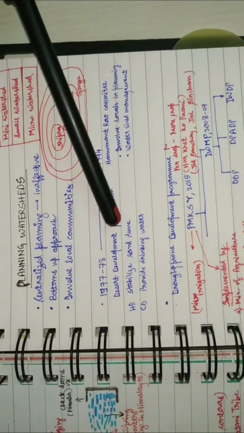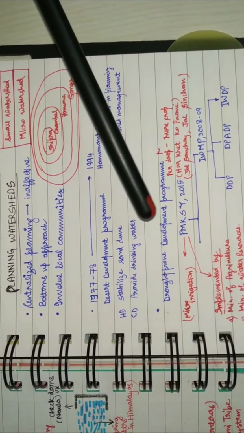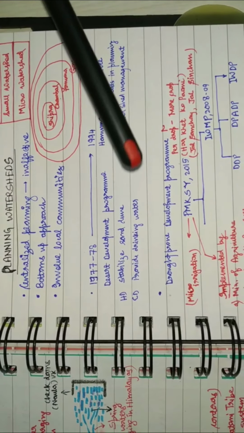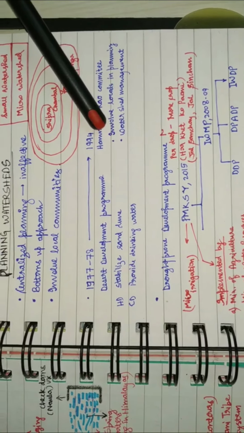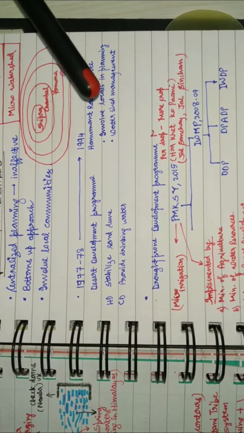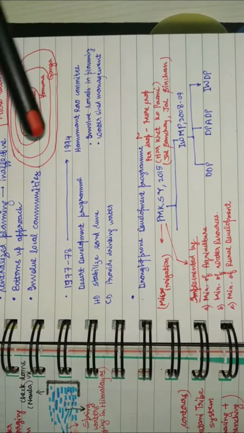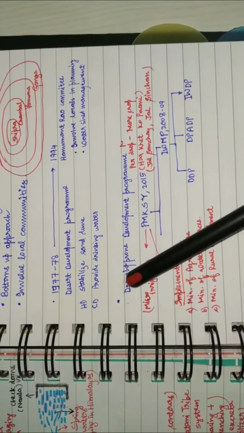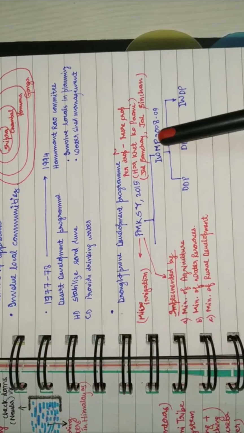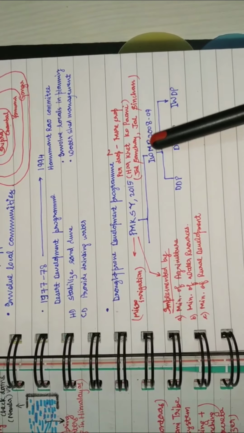In 1977-78 we had the desert development program, but it said that in the hot desert we need to stabilize the sand dunes, and in the cold desert we need to provide drinking water. But it was not very effective, and in 1994 we formed the Hanumantha Rao Committee. It said to involve the locals in planning and do more watershed management. After that this desert development program was integrated into the integrated watershed management program in 2008-2009.